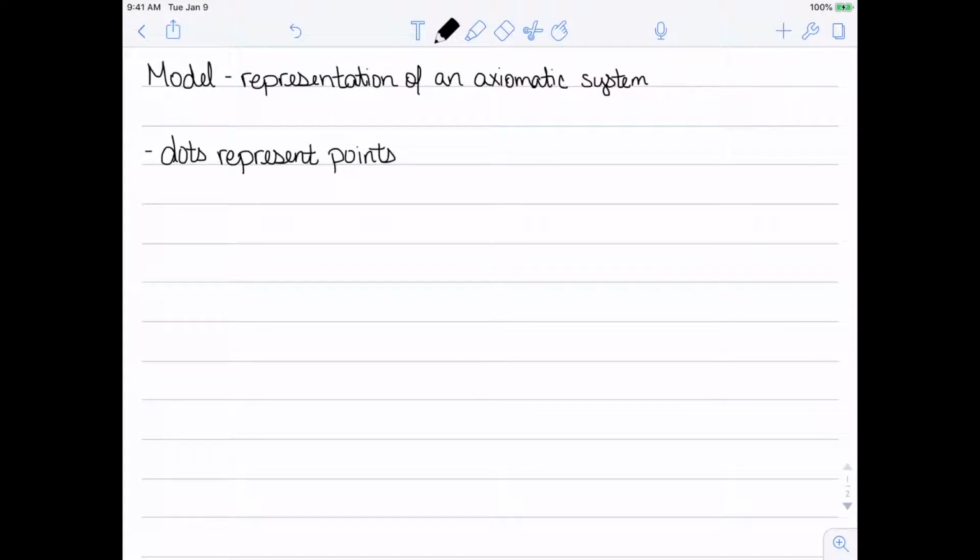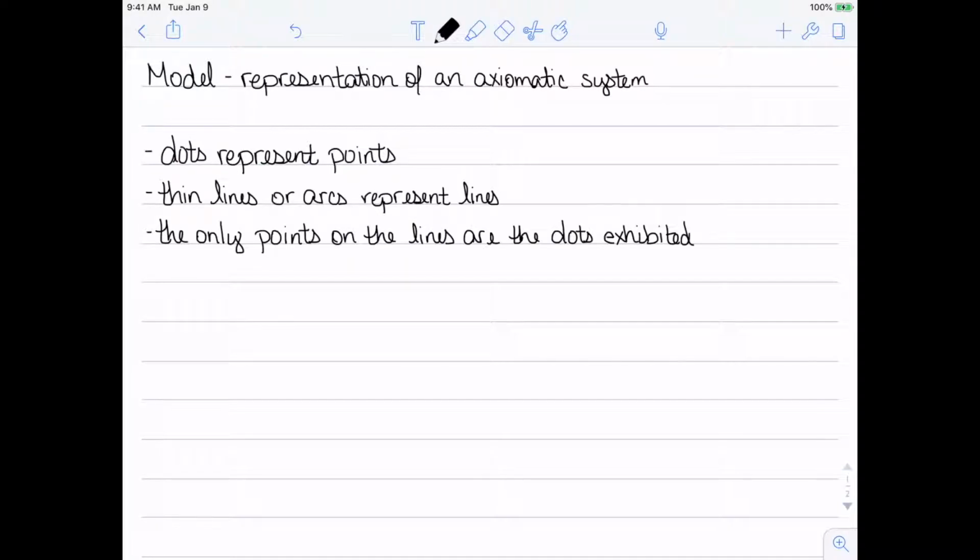The first thing is that dots are going to represent points. Thin lines or arcs are going to be our lines. So our lines may not necessarily be straight, they could be arcs. And finally, the only points on the lines are the dots exhibited. So for this, we're not going to consider all of the points in the plane, but just the points that we actually draw. At this point, we've really only had 3 axioms, axioms 0, 1, and 2.